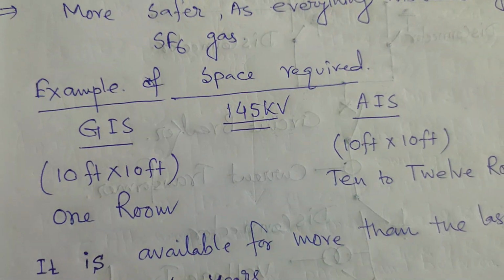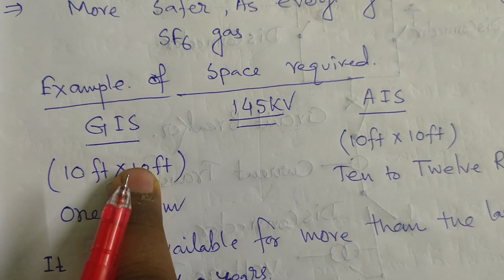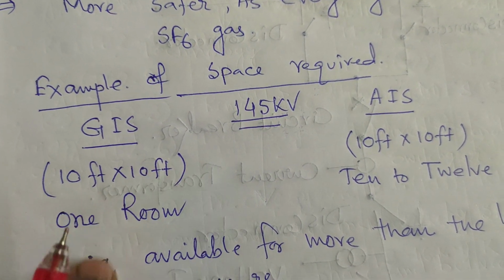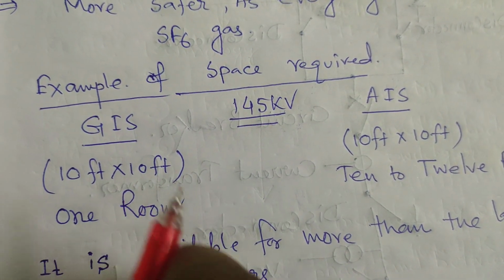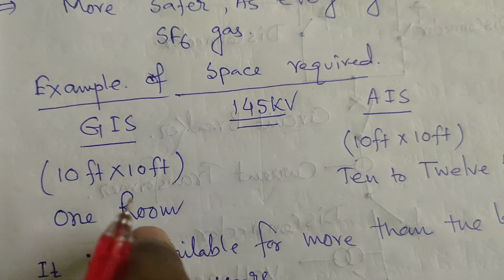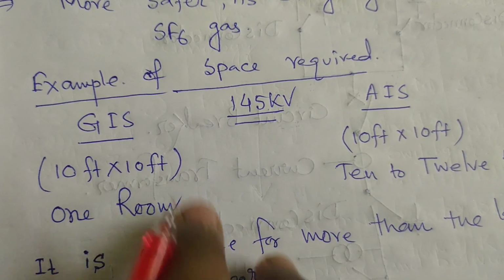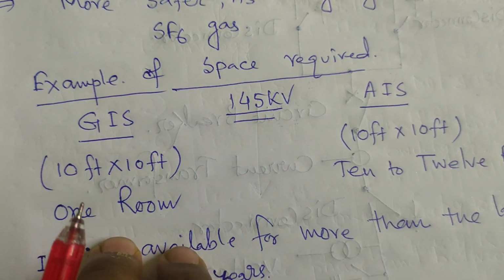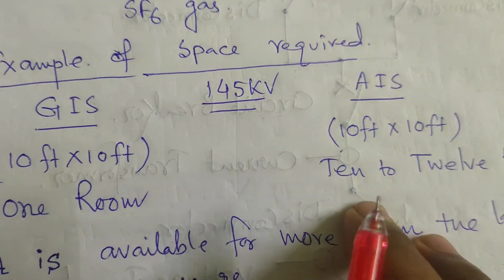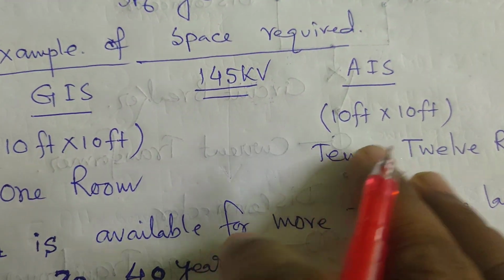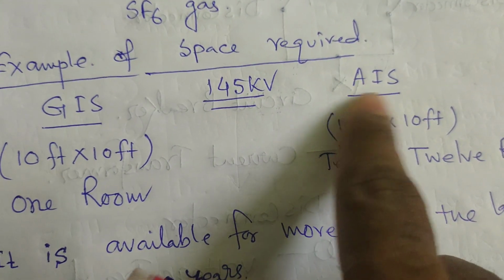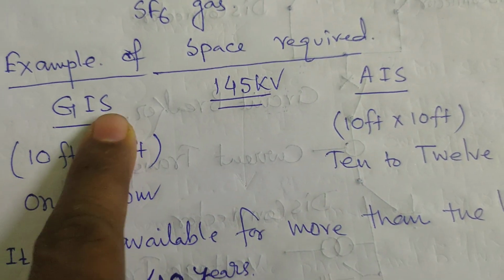Example for the space requirement: if we want to install a GIS substation, one room of 10 feet by 10 feet is required for installation of a 145 kV GIS bay. And for the AIS, 10 or 12 rooms of 10 feet by 10 feet are required, because of the air insulation, whereas GIS uses SF6 insulation.